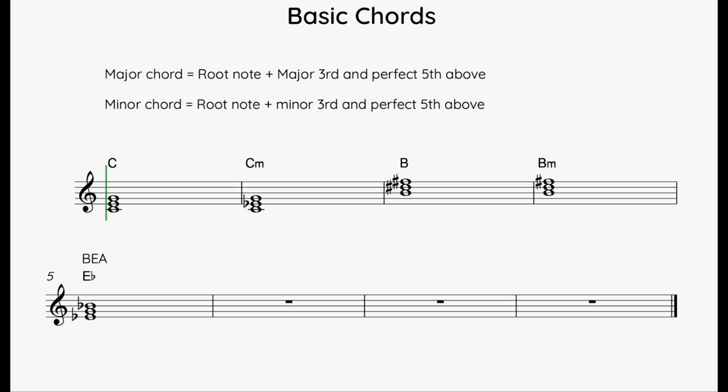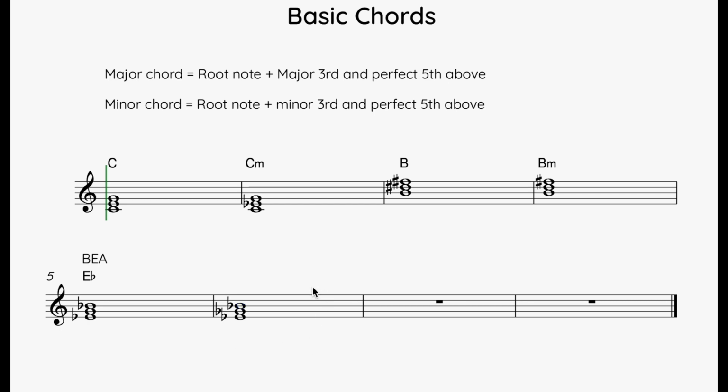So to do the chord of E flat minor will be quite straightforward, because all we have to do is start with the root note, and then for the third we need to lower the third a semitone. So G natural was the major third. So to get the minor third, the G natural will be lowered down to a G flat. And of course, the perfect fifth, we already know, is the B flat.